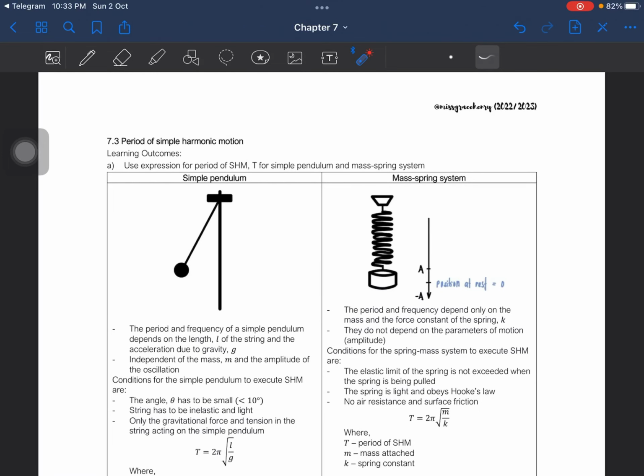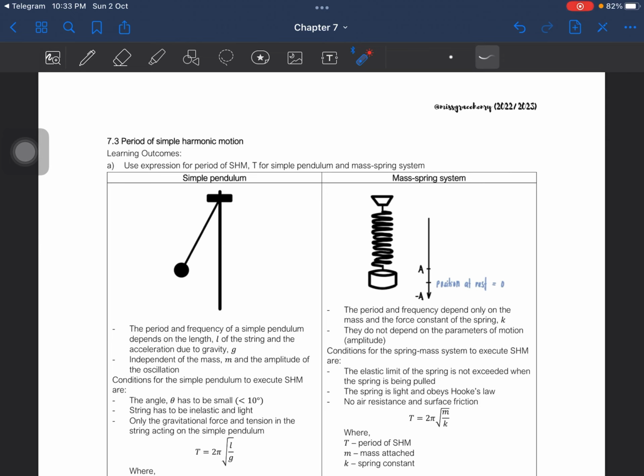Subtopic number 3, which is on period of simple harmonic motion. So in this subtopic, you just have to be able to use the expression for period of simple harmonic motion, T, for simple pendulum and mass spring system. So there are two types of system of simple harmonic motion.